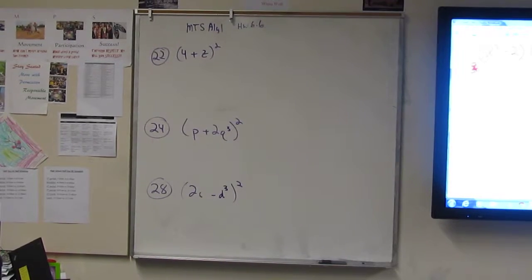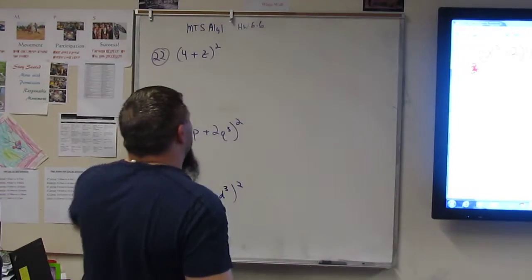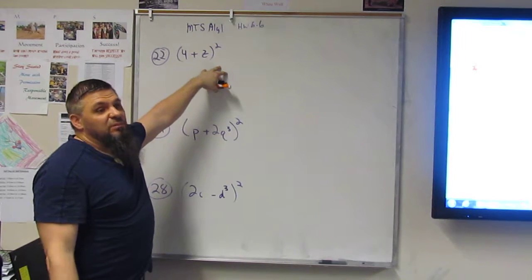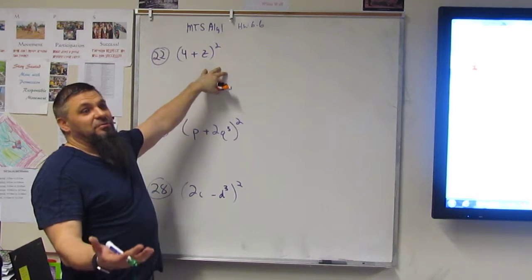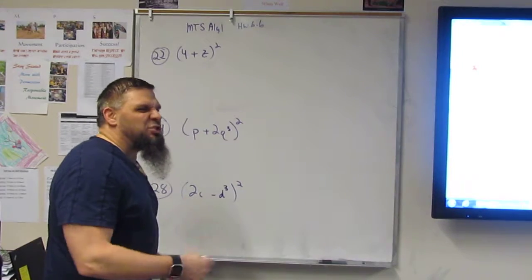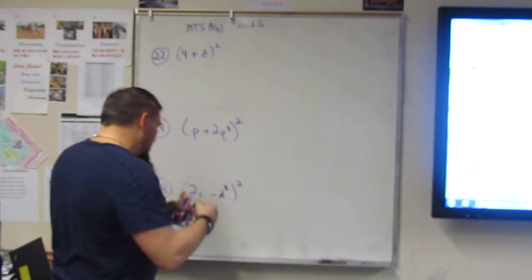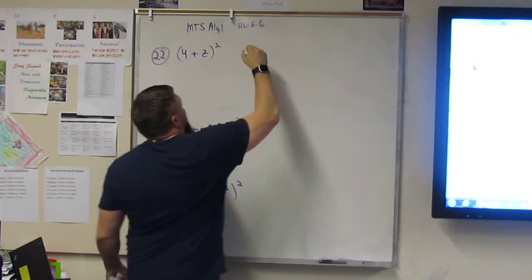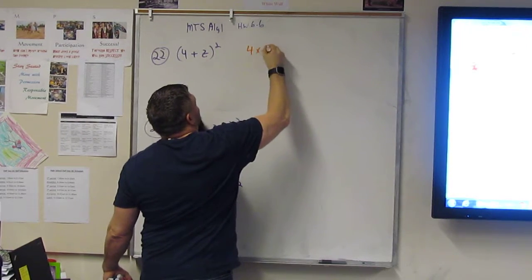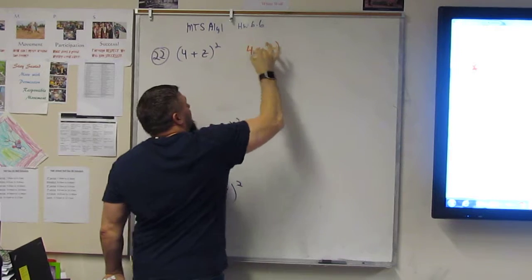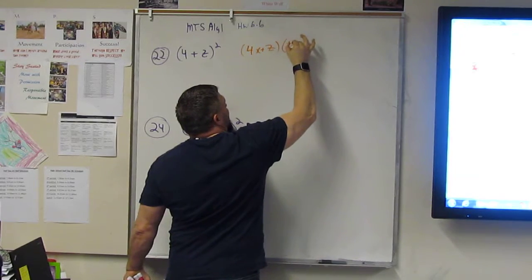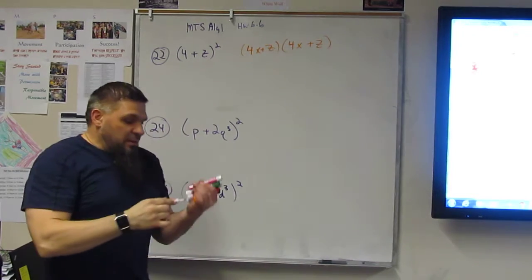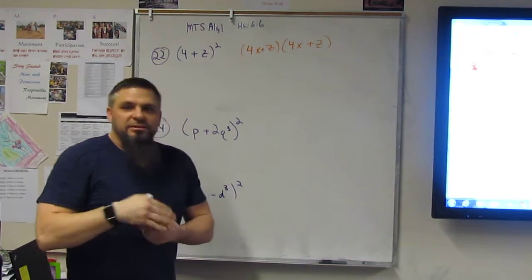So, a lot of teachers make you do this the hard way. One, you have to be in class. That's the hard way, right? Then the other hard way is they make you do it like this: 4x plus z times 4x plus z. Right? And then they make everybody on the block get the paper, right?